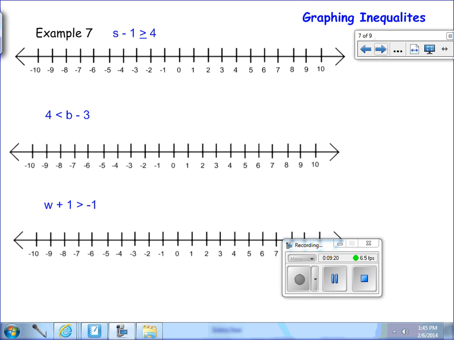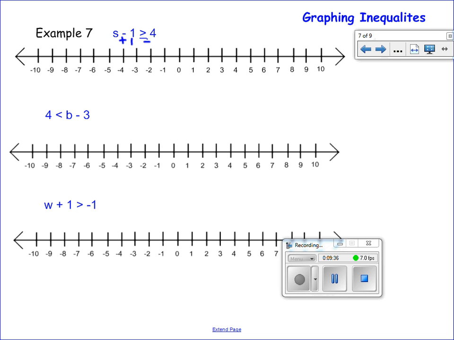Now, in these examples, you will not have to graph in your homework, but you're going to have to be able to determine if a certain inequality equals a certain graph on the number line. So, in this example right here, in order to solve this inequality, we're going to add 1 to each side. So now we have s is greater than or equal to 5. I'm going to graph this by finding the 5. It is going to be a closed circle because it is including the 5, and the arrow is telling me which direction to graph it.